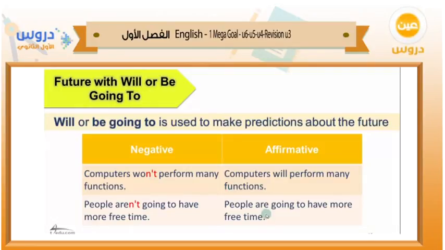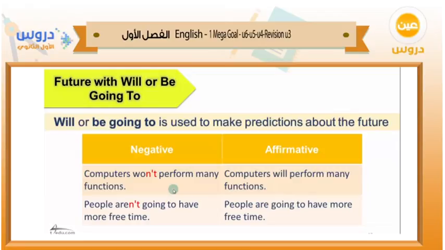And also for people are going to have, people are not going to have. So in both cases, in will and going to, we just add not after will or after am, is, are going to. So we say, I will come tomorrow. I will not come tomorrow. He's going to pay for the dinner. He is not going to pay for the dinner.